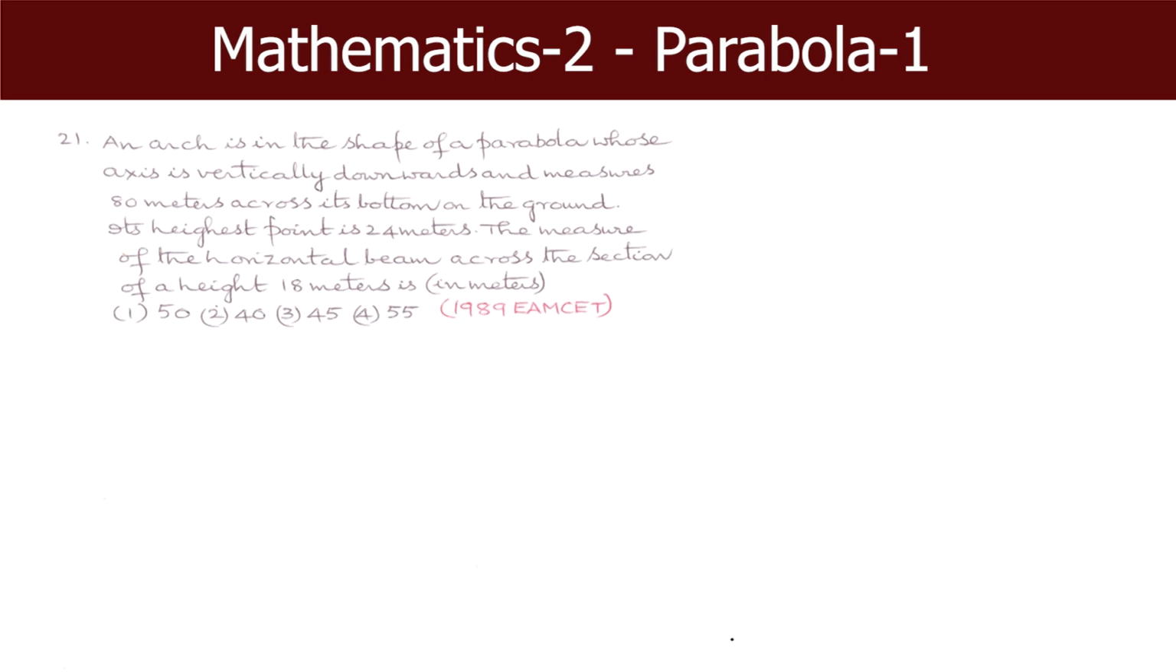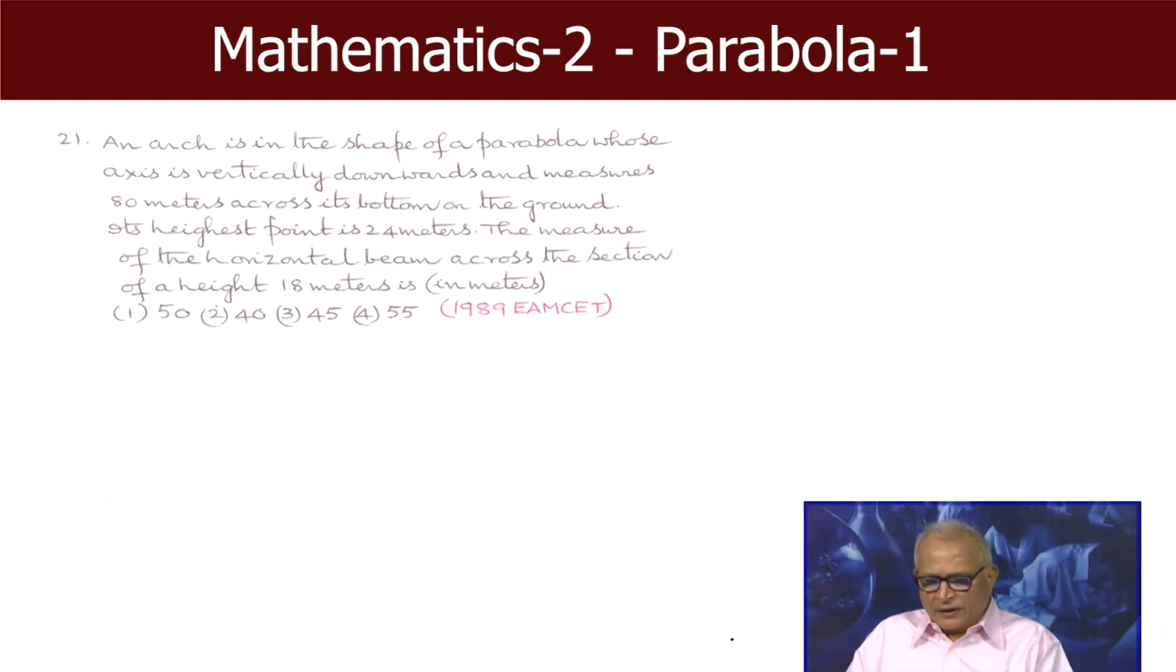Interesting question once given in the EAPCET paper of 1989. An arch is in the shape of a parabola whose axis is vertically downwards and measures 80 meters across its bottom on the ground. Its highest point is 24 meters. An arch, like the festoons we put up for weddings or auspicious functions, welcome arches with flowers. The arch is in the shape of a parabolic arc like this.